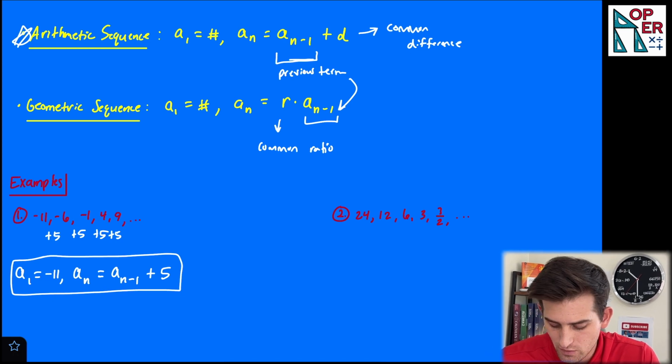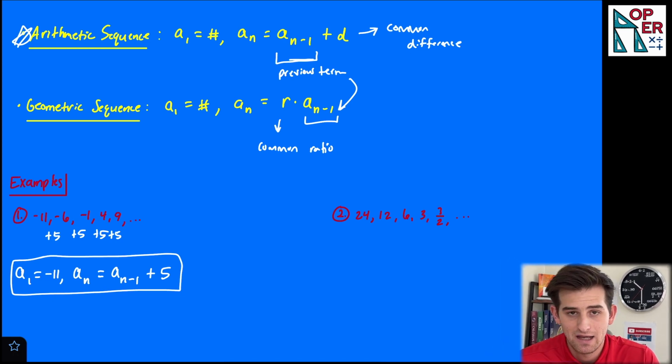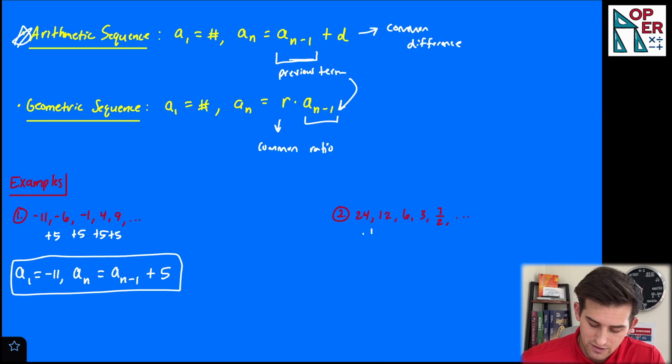All right, number 2, we have 24, 12, 6, 3, and 3 halves. Very quickly we can see we are decreasing pretty quickly. So let's think more about geometric rather than arithmetic. What are we multiplying by? Well, you might say we're not multiplying by anything, we're dividing by 2. Yes, you're correct, but we always want to reference our common ratio by what we're multiplying by. If we're dividing by 2, we're multiplying by 1/2. So that's what we're doing here: times 1/2, times 1/2, times 1/2, times 1/2.